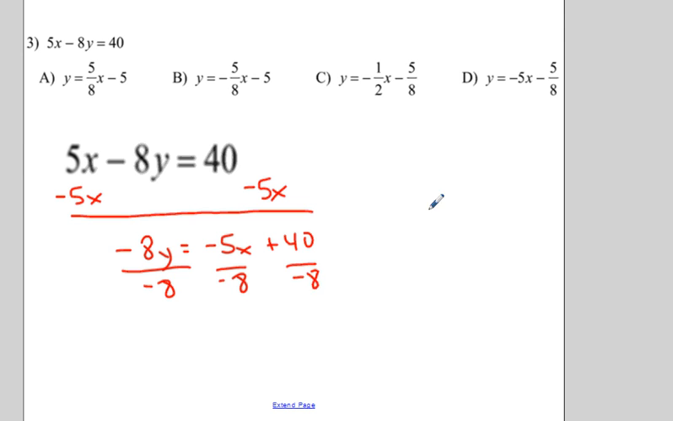The one thing I want to mention here is that when you get a fraction that has two negatives right here, just take them off because they cancel each other out. So it really makes it a positive 5/8 x. And then positive 40 divided by -8's -5. So the answer is going to be A.